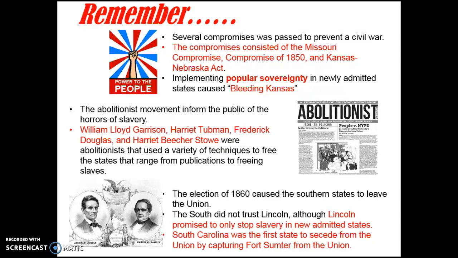The election of 1860 caused the southern states to leave the Union, because that's when Abraham Lincoln was elected, and the South did not trust Lincoln. Although Lincoln promised to only stop slavery in the newly admitted states, he told the South that he would let them keep their slaves, but again, they did not trust him. So South Carolina was the first state to secede from the Union, by capturing Fort Sumter from the Union.